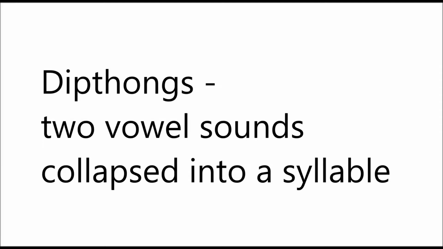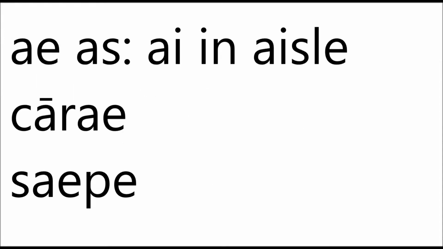The diphthongs, of which there are only six, which are two vowels put together, have very distinct sounds. AE sounds like I, as in our word isle, so karai or saipe. AU is the same as the OU in house, that sound. So AU would be out, laudo.